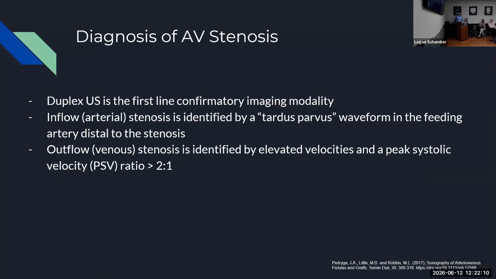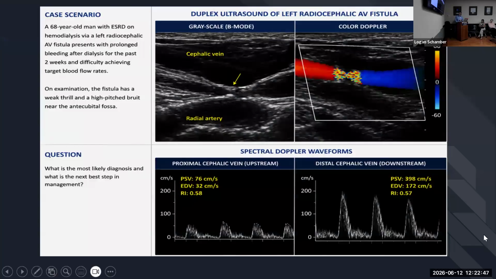So with regards to the diagnosis, obviously after clinical exam, the diagnosis comes with confirmation with duplex ultrasonography, which is considered the first-line confirmatory imaging modality. Now, in terms of differences in how ultrasonography would present with the different types of stenosis, in regards to inflow or arterial stenosis, you would see a tardus parvus waveform in the feeding artery distal to the stenosis, whereas outflow venous stenosis would be mostly identified by elevated velocities and then a high peak systolic velocity ratio greater than 2:1. And so that was illustrated in that case there. Here, the peak systolic velocities.